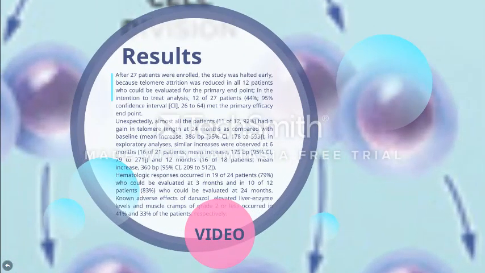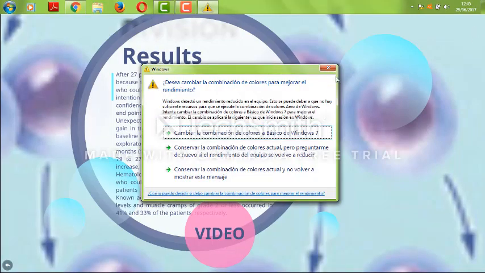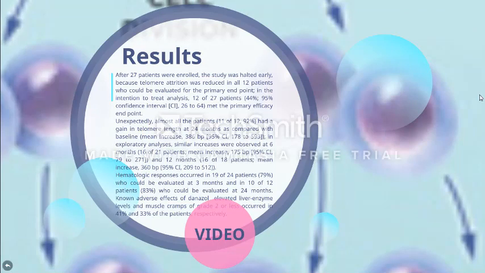Results. After 26 months, 27 patients were enrolled. The study was stopped early because telomere attrition was reduced in all 12 patients who could be evaluated for the primary endpoint. In the intention-to-treat analysis, 12 of 27 patients, 44% (95% confidence interval, CI 26 to 64), met the primary efficacy endpoint.